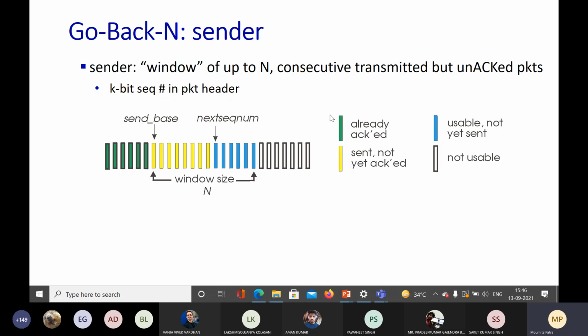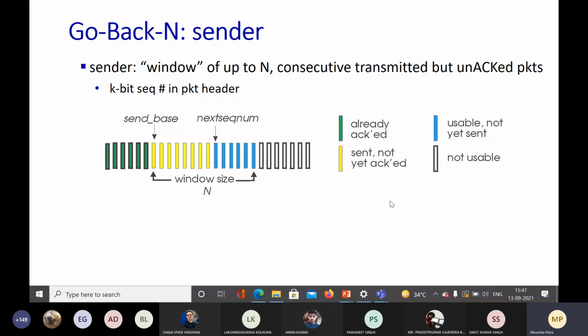So the green packets are basically the ones which have already been acknowledged. Some packets which are sent but are not yet acknowledged are represented as yellow bars. The packets which are not yet sent but are to be sent are the blue bars, and this is the white one which is still not usable.